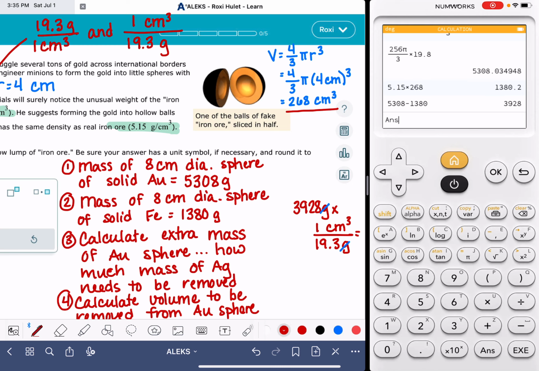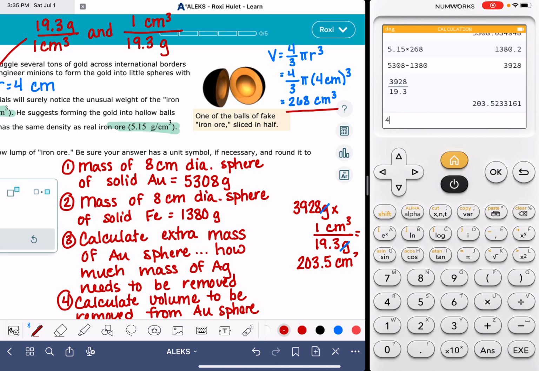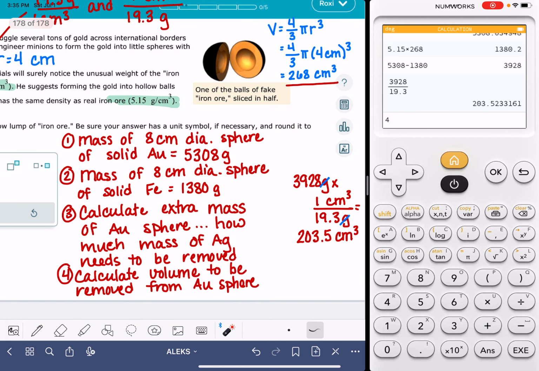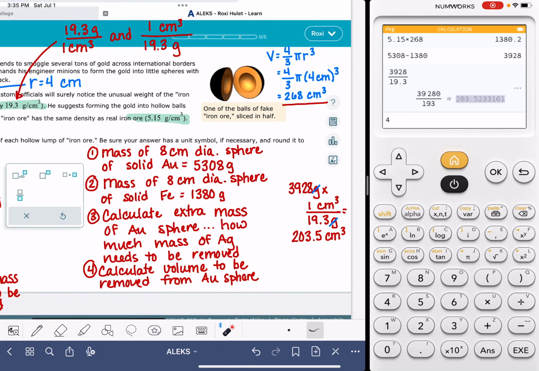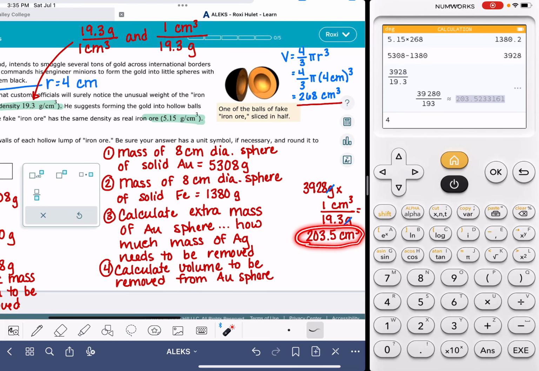this is going to give me, oh, not times, answer divided by 19.3. This is giving me 203.5 cubic centimeters. That is the volume that I need to remove from the inside of the sphere. So I'm making good progress at this point. I have figured out that I'm going to chip this much away.